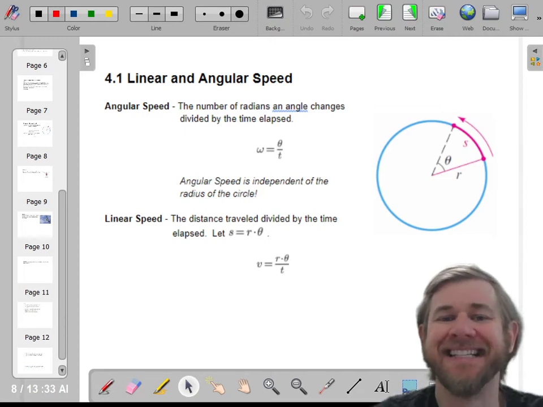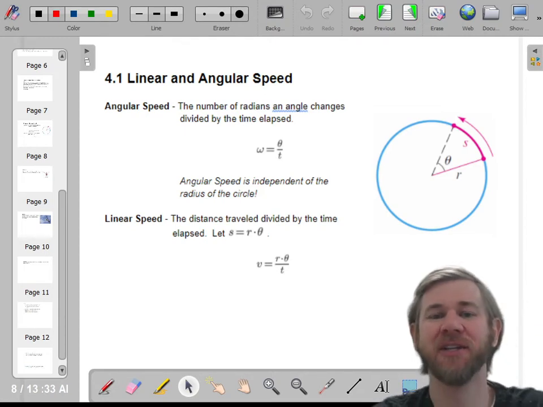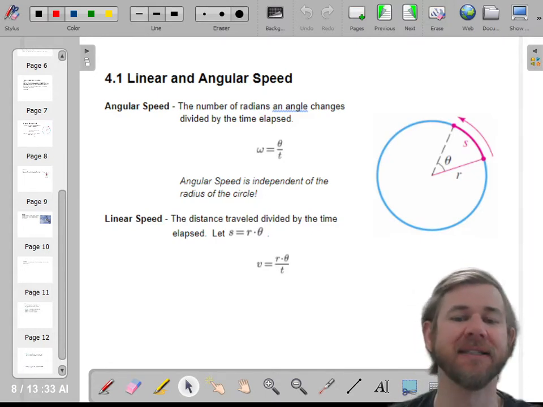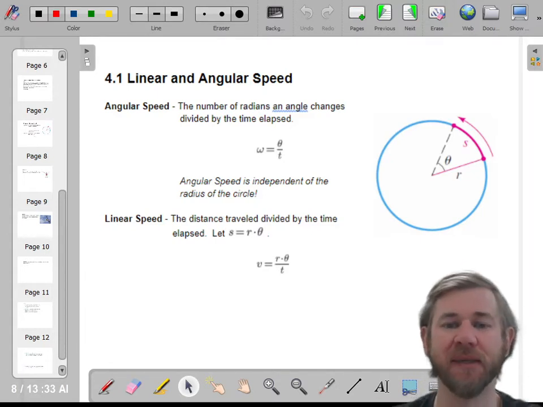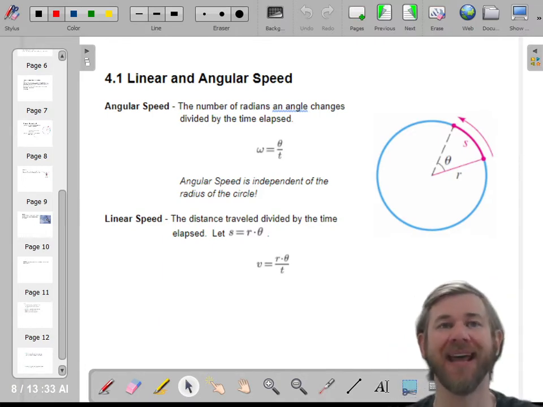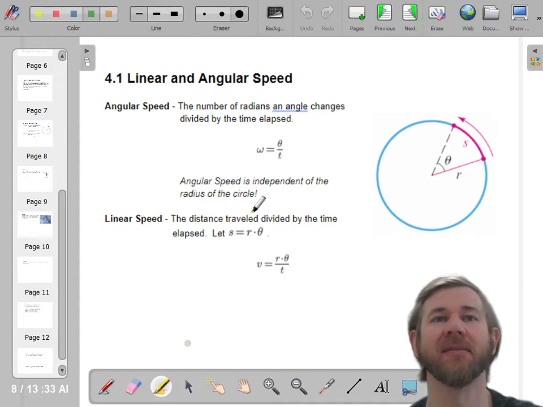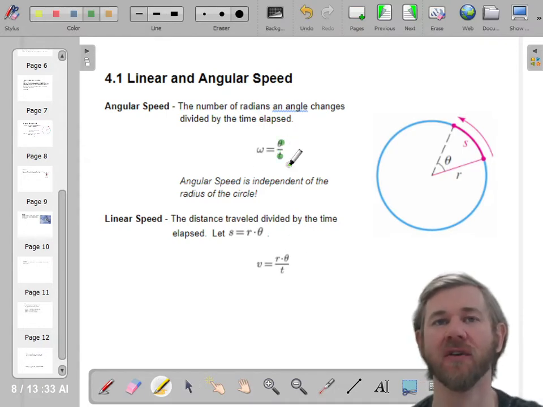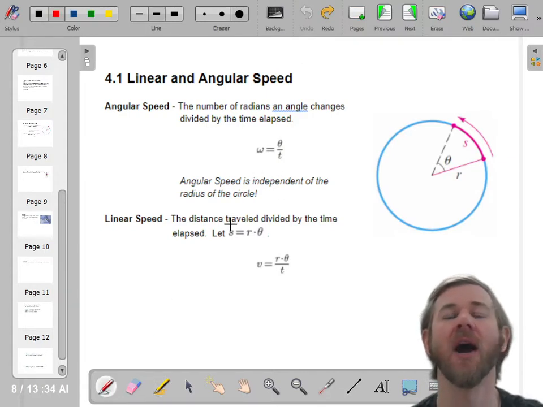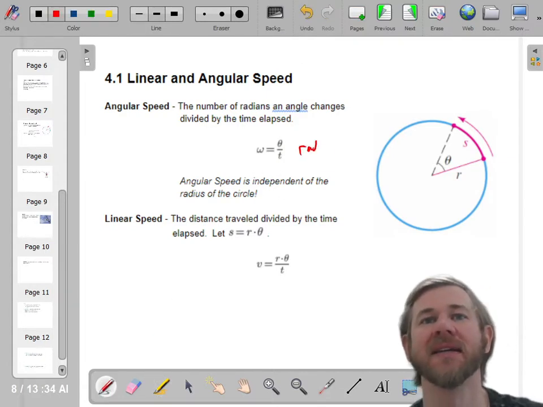Hello everyone. Today we're going to talk about linear and angular speed. So you'll notice we've got some formulas here, and we're going to talk about the difference between angular and linear speed. The main thing you need to observe is that angular speed is some angle over time. It's not a distance over time, it's an angle over time. So our units are going to be something like radians per second.